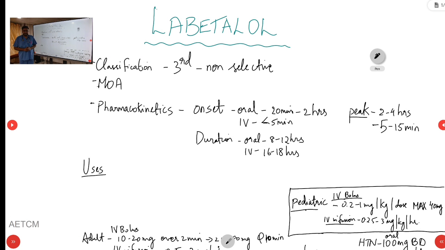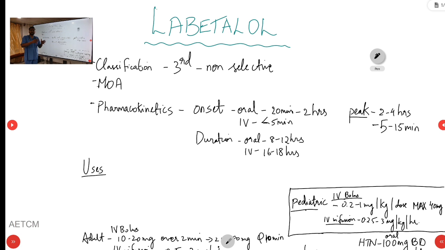So today I will be discussing the drug labetalol. As we all know, it's one of the most commonly used drugs in the emergency room, especially for hypertensive emergencies. It comes under the class of drugs called beta blockers. Beta blockers are further divided into first generation, second generation and third generation beta blockers.